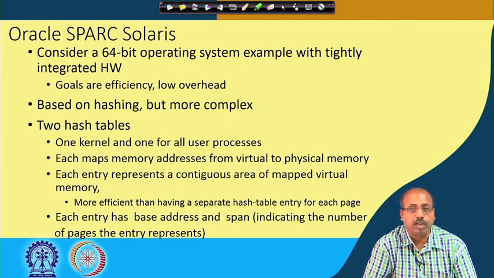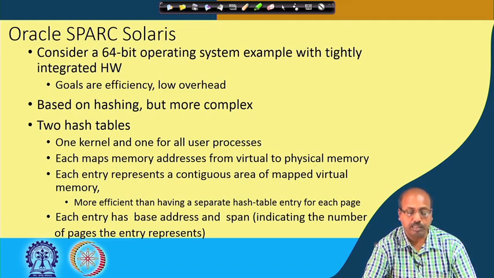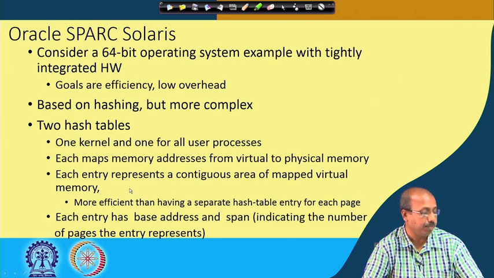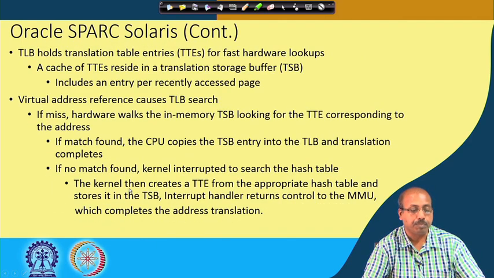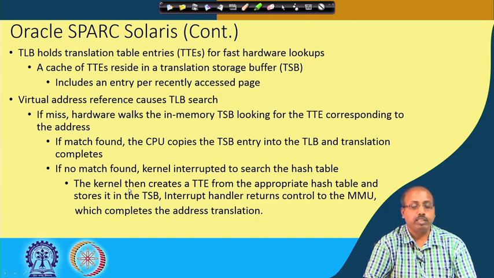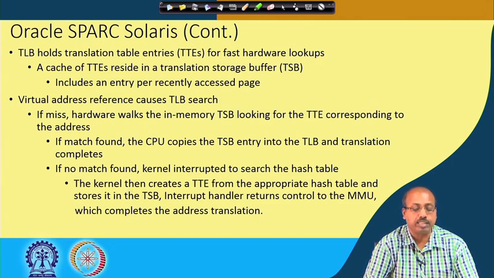The kernel and user hash tables are different, and each entry has a base address and a span indicating the number of pages that the entry represents. So, we have a contiguous area of mapped virtual memory. That way the page size can be variable. We use a TLB to hold translation table entries, therefore fast hardware lookups. This is a cache that makes the access fast.